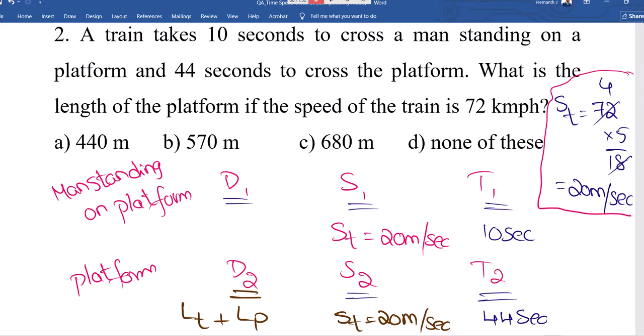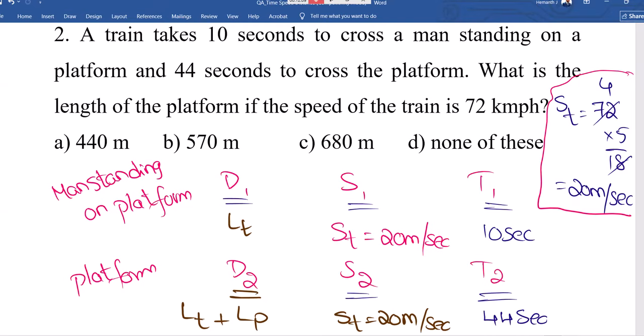Now, in this question, what you are telling is the man is standing on the platform. You are not considering the platform length. We are crossing only the man. The man is on the platform, on the road. We don't do anything. The train is crossing only the man.